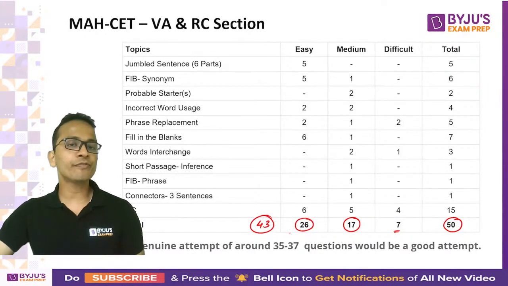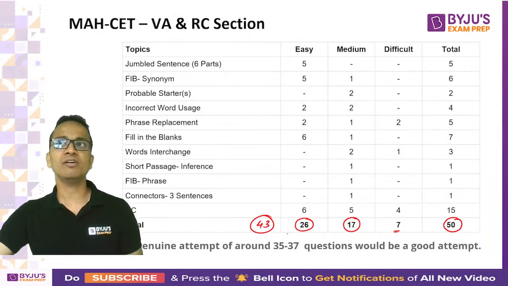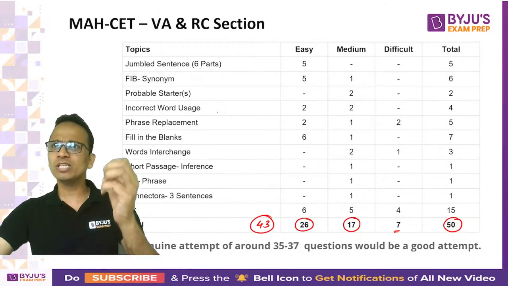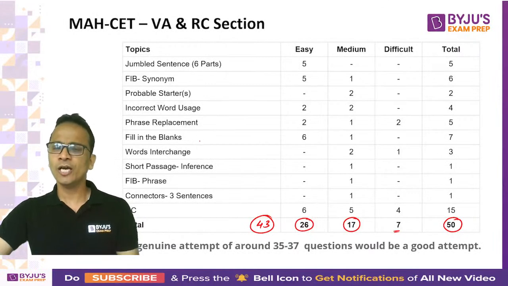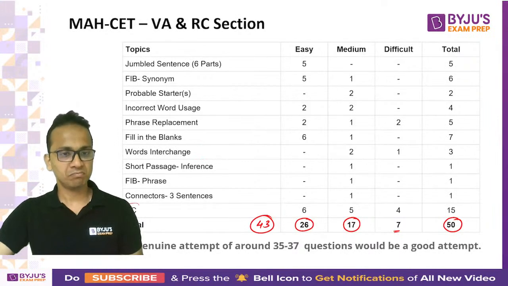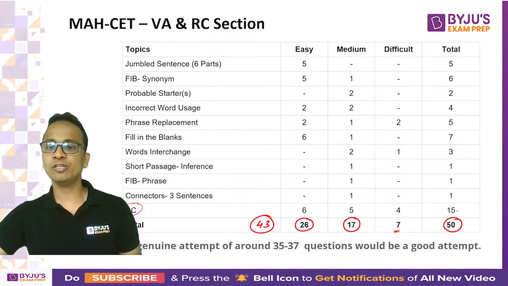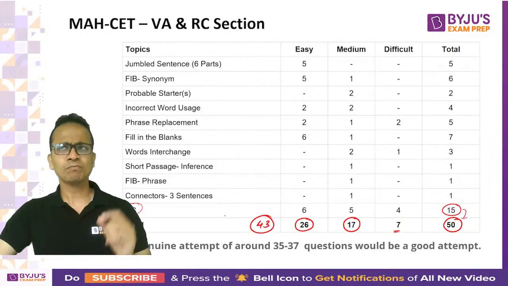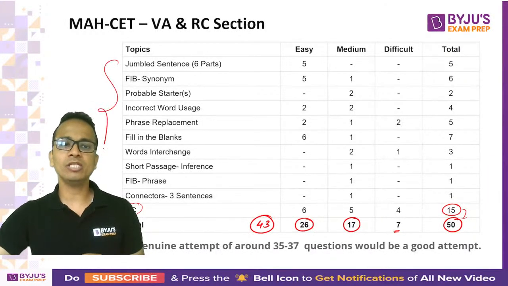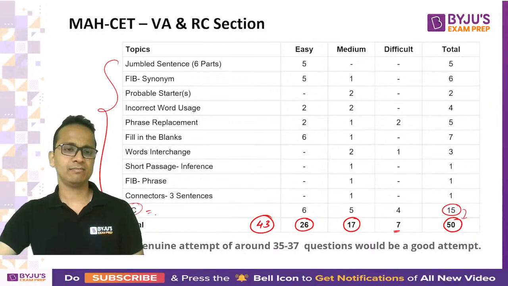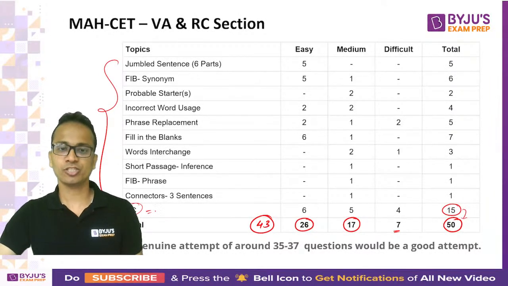Generally, there are lots of questions like vocabulary, fill in the blanks, word interchange, phrase replacement, incorrect word usage. These are questions in which you will take less than 1 minute to get the answer. RC definitely takes a good amount of time. There were 15 questions of RC passages out of 50. So RC can take a little more time. So why not save time on these questions and balance it in RC passages, right?